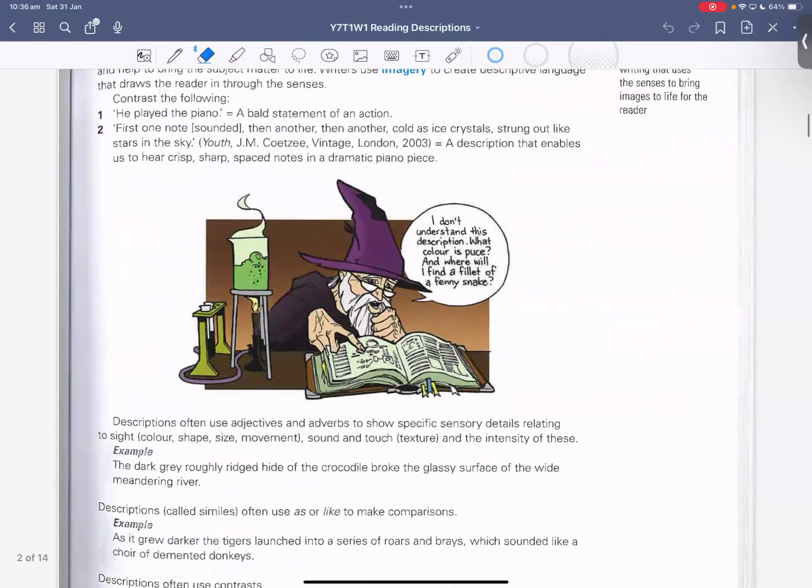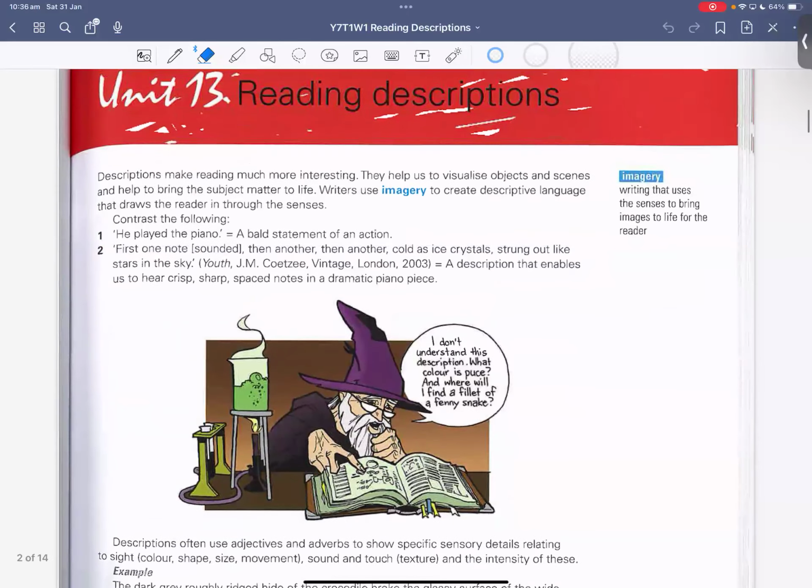So let's start. Descriptions make reading so much more interesting. They help us visualize objects and scenes and help to bring the subject matter to life. Writers use imagery to create descriptive language that draws the reader in through the scenes.